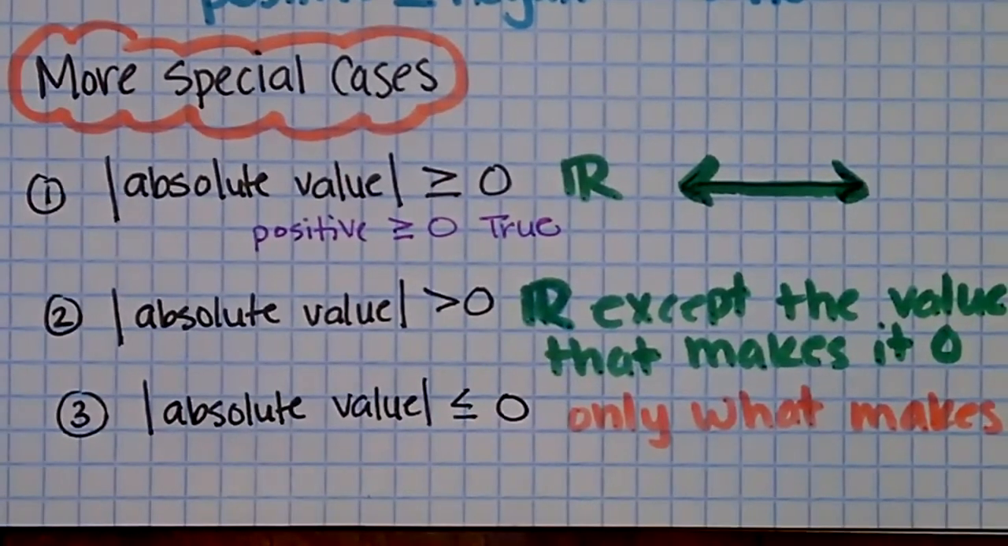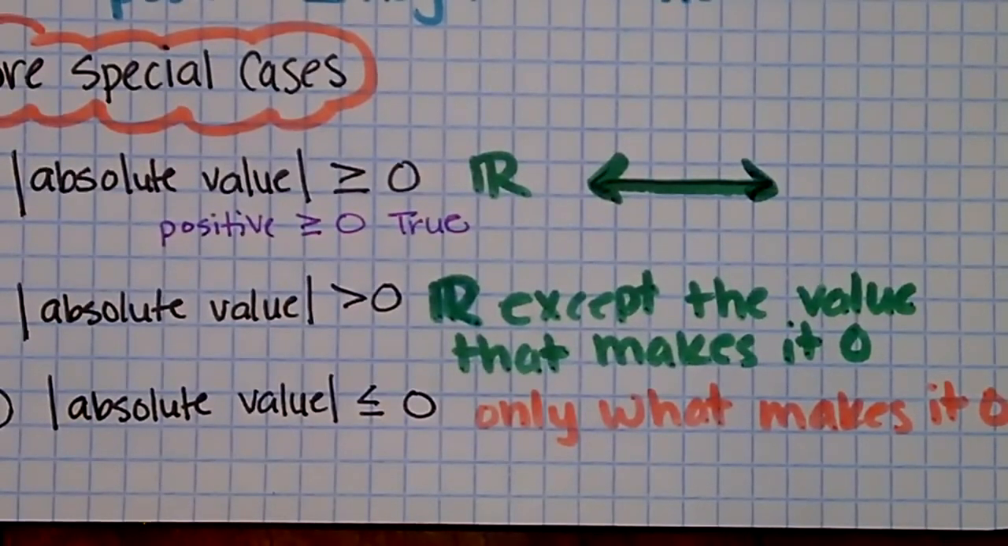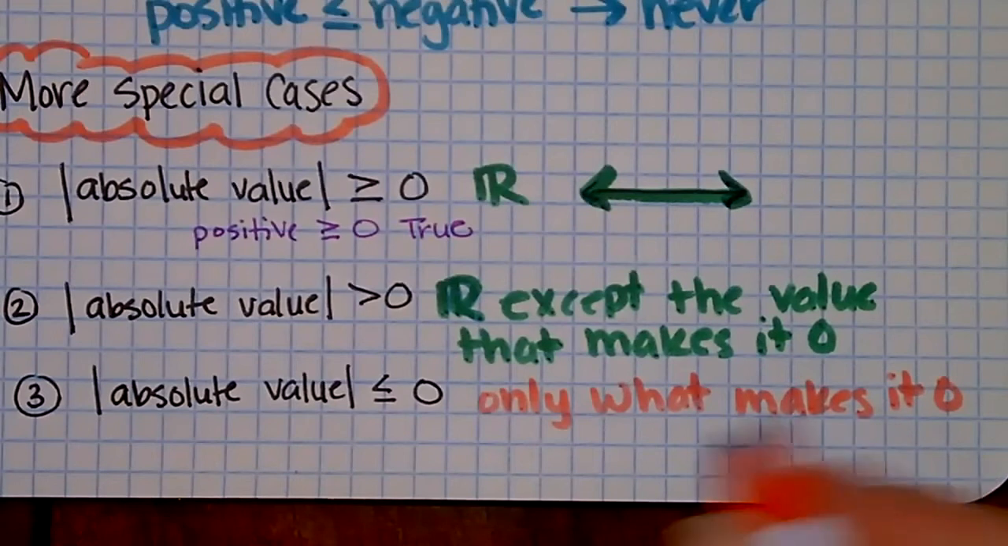So only what makes it 0. In that case, you would have a closed dot just at what makes it 0, and you would have no shading. It would just be a single dot.